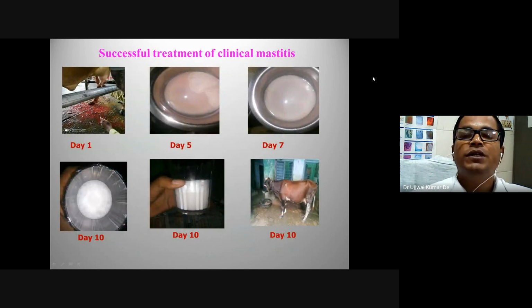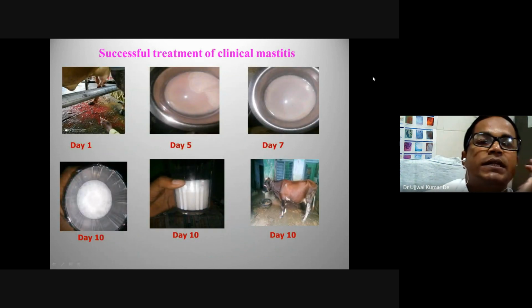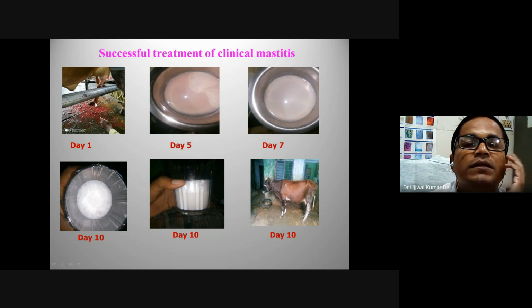Then one successful treatment of clinical mastitis. This is the original case. This is the healthy udder, and when I first examined the inflamed udder, there was blockage of the milk, then you put the teat siphon, and you have to be ready.